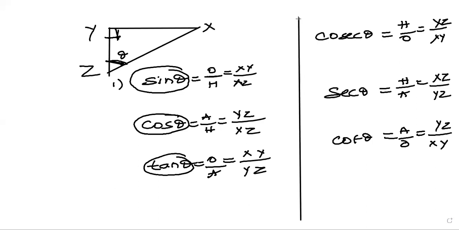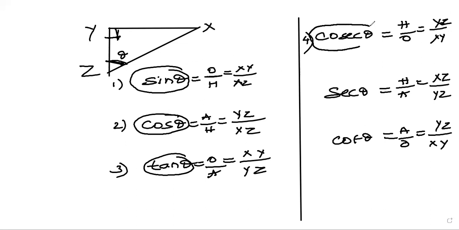So you can clearly see, children, sine, cos, tan, OROA. After these three ratios, we go to the fourth one. What is cosec theta? Cosec theta is a reciprocal of sine. It should be hypotenuse upon opposite. Hypotenuse is XZ and opposite is XY, so XZ upon XY.